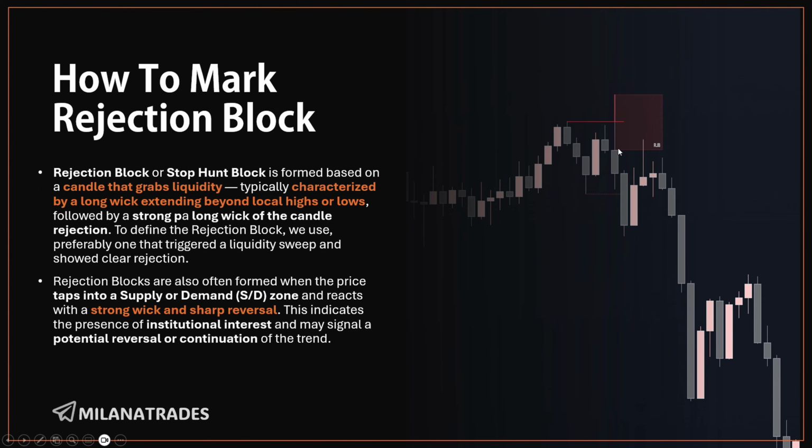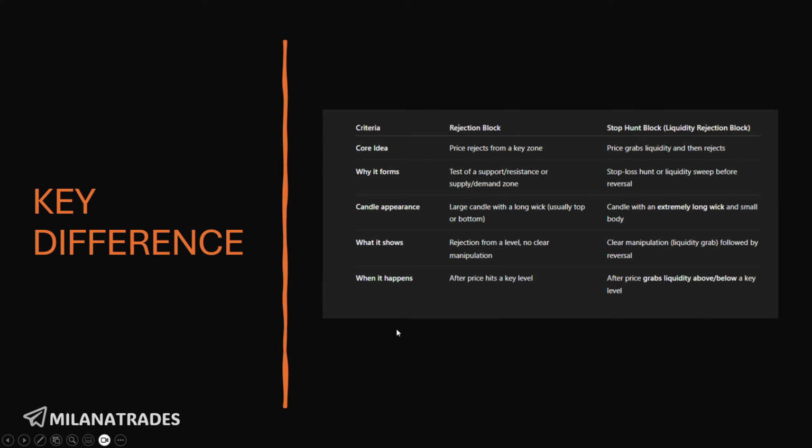Logically, the wick is where retail gets trapped, and the body is where smart money executes. That's why we use the candle wick. Let's break down the key difference between a rejection block and a stop hunt block.